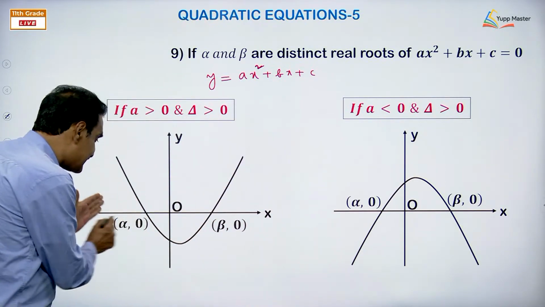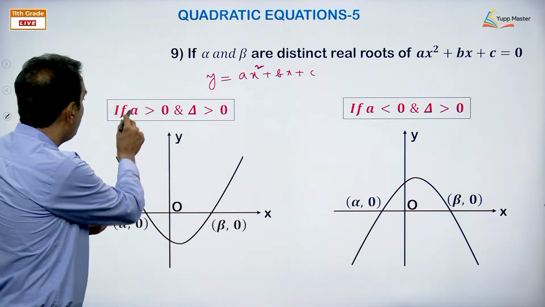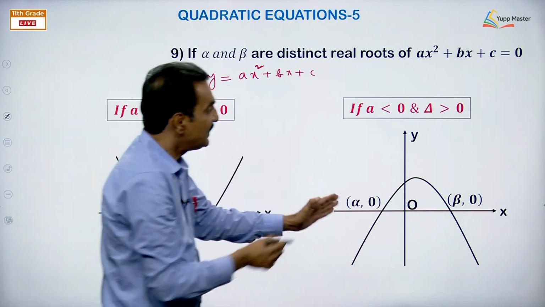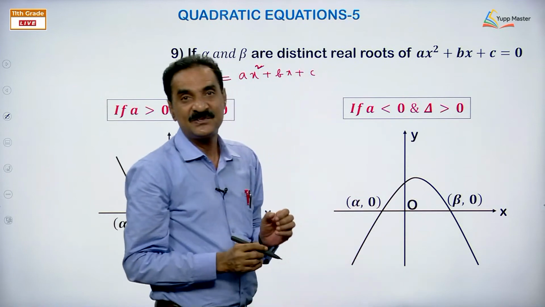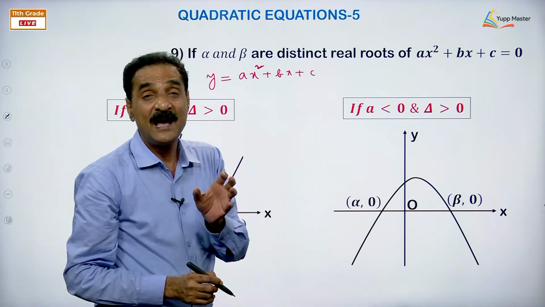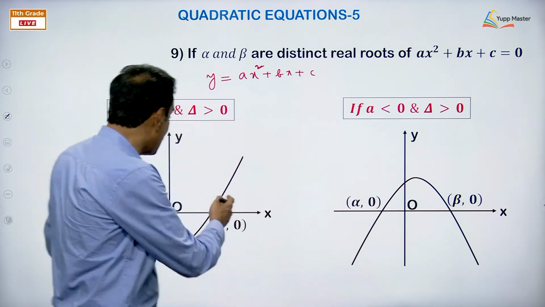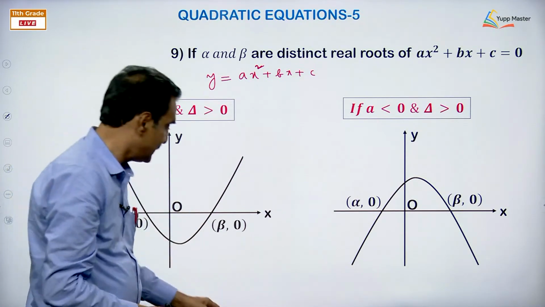When x is less than the smaller root or greater than the larger root, then when a is positive, y is positive, the graph is above the x-axis. Here, when a is negative, y is negative. That means, if x lies between alpha and beta, a and y will have opposite signs. When x does not lie between alpha and beta, a and y will have the same signs.